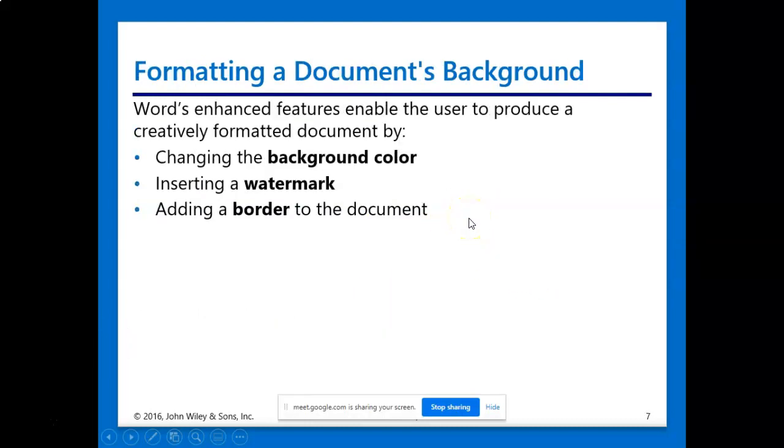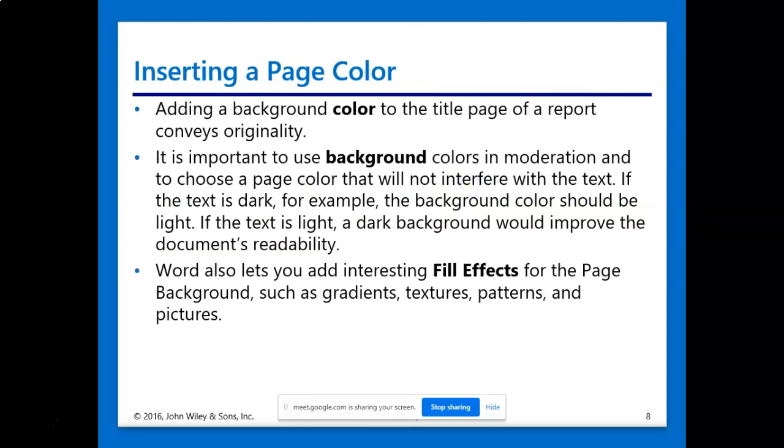Formatting the background. Word's enhanced features enable the user to produce a creatively formatted document by changing the background color, inserting a watermark, or adding a border to the document. You can also insert a page color. Adding a background color to the title page of a report conveys originality. It is important to use background colors in moderation and to choose a page color that will not interfere with the text. If the text is dark, for example, the background color should be light. If the text is light, just the opposite. This helps to improve the document's readability.